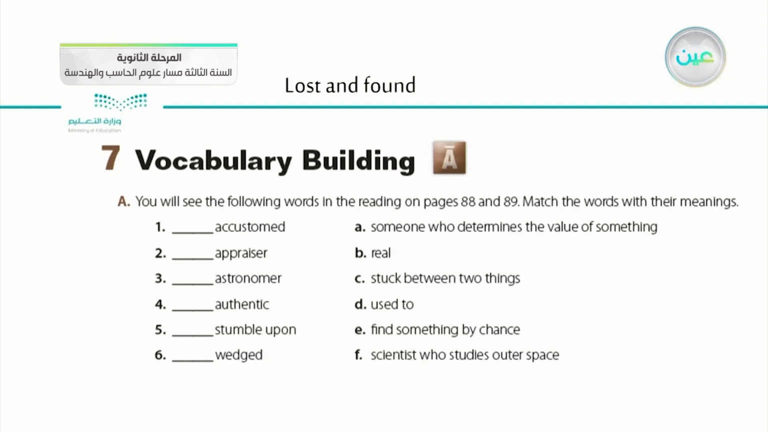Number 3, astronomer, a person who is interested in space and other things like that, stars, and so on. Number 4, authentic means real things, original things. Number 5, stumble upon is finding something by chance. The last word, number 6, wedged, means stuck between two things, and the answers are as shown here in this slide.